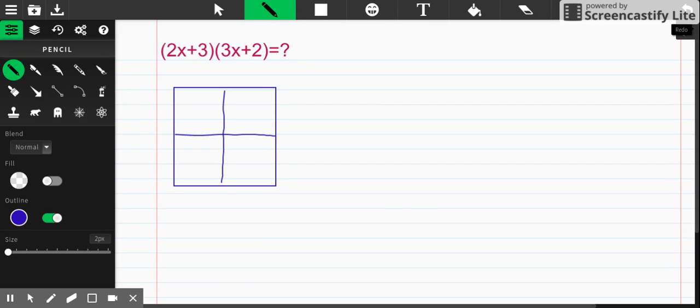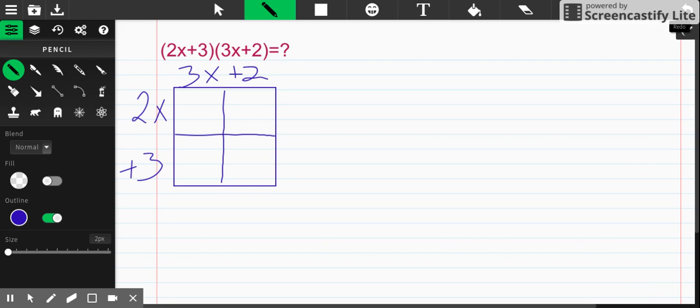Then you're going to put in your labels for your outside edges for the dimensions of your box. So I'm going to put 2x right there, and then my 3 on the bottom. And then I'm going to take the 3x and the 2. And if it helps you, you might want to put the signs for your 3 and your 2 on the outside. That way you just don't forget that there's a positive. A lot of times what happens is people forget to put their negative in there. So I'm going to go ahead and add my positive sign in there.